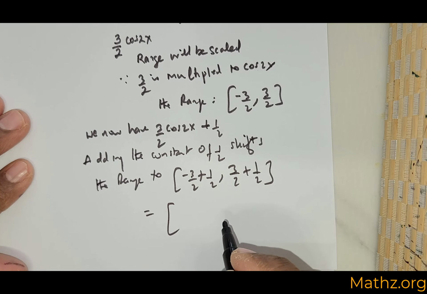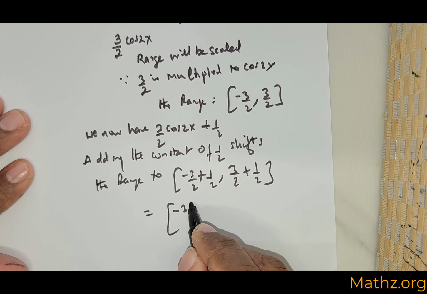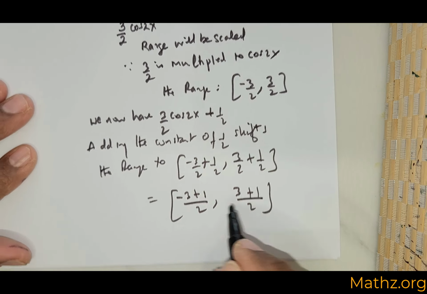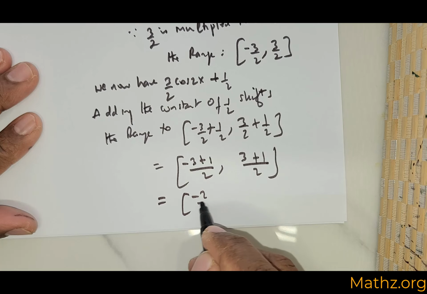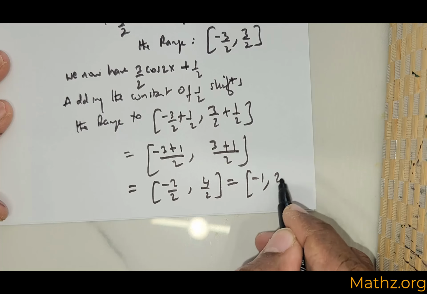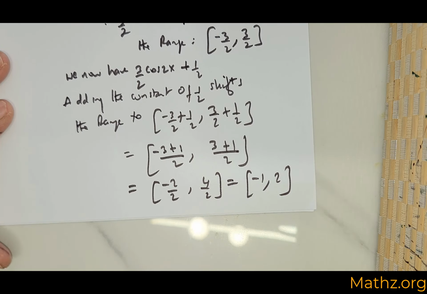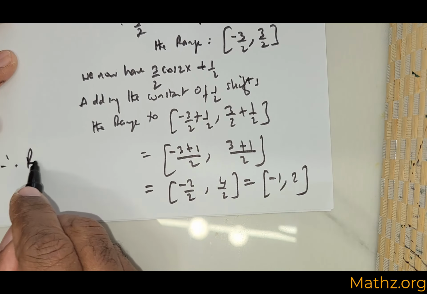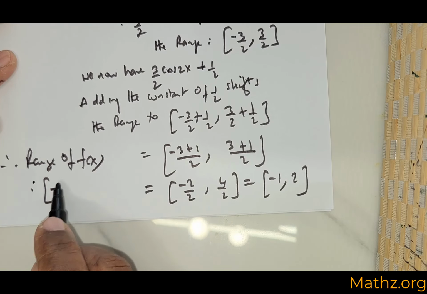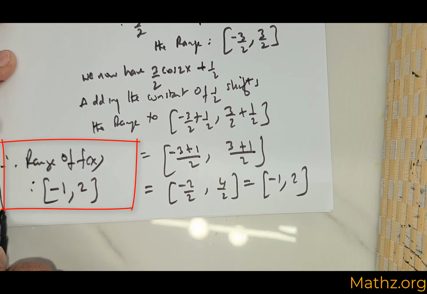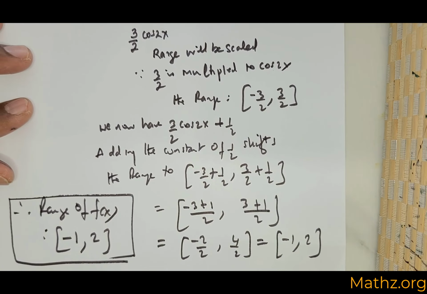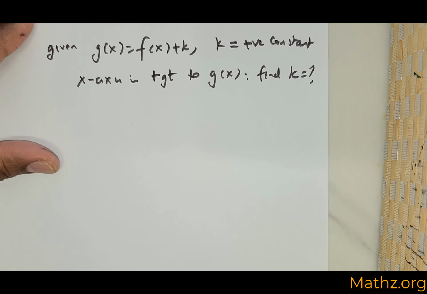So this is going to give me negative 3 plus 1 divided by 2, and 3 plus 1 divided by 2, which is going to be negative 2/2 and 4/2, which is going to be negative 1 comma 2. So therefore the range of f(x) is negative 1 comma 2. So that is the solution for this question. So we'll move on to the next one.